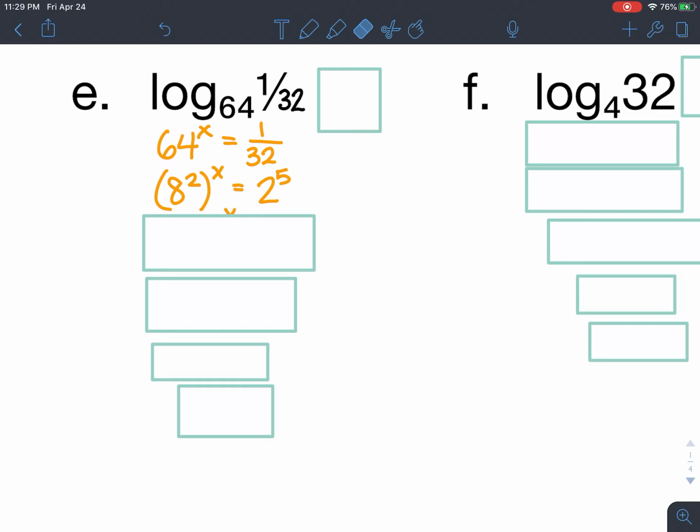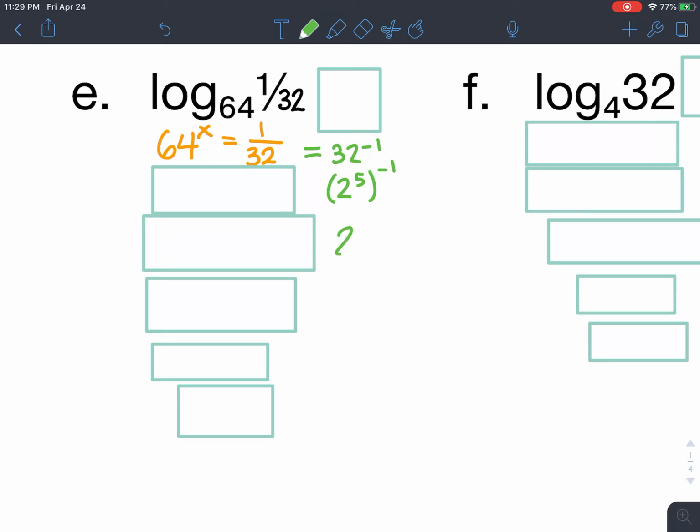Interesting. I wonder why I did that all at once. I'm taking that back. Okay. I'm not even sure I like these steps. Okay, so 1 over 32 is 32 to the negative 1, right? And we just said from the previous problem that 32 is 2 to the 5th. And 2 to the 5th to the negative 1 is 2 to the negative 5.